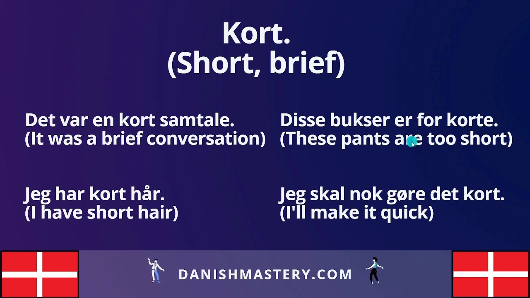Then you got disse bukser er for korte. These pants are too short. Okay. Disse bukser er for korte. For is like too. For means many things. I made another video about that. You can check it out. But for in this context with an adjective means that it's too, like it's too much, too little, like it's problematic or more than you would like it to be. For korte, too short.